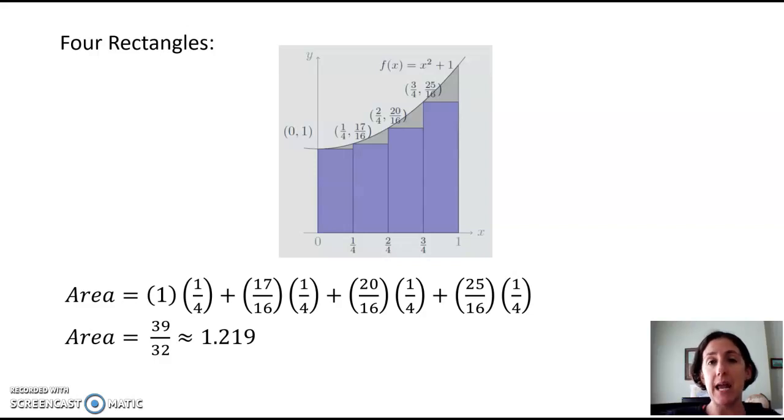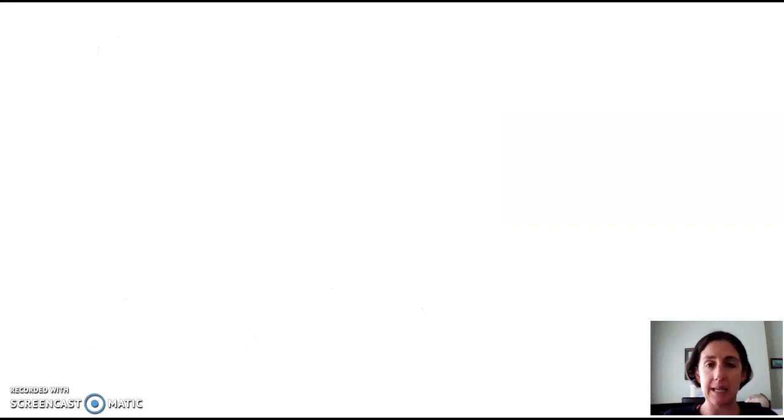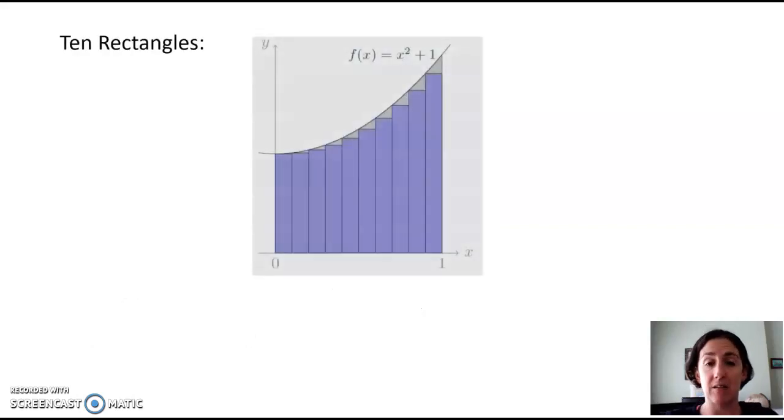As you can see, I have more purple and less gray here. I could do the exact same thing and use 10 rectangles. And as you can see, I have a whole lot more purple and a lot less gray. When I do that, I get an approximation of about 1.285. So I'm getting closer to the actual area under the curve, but you can see I'm still missing some here.